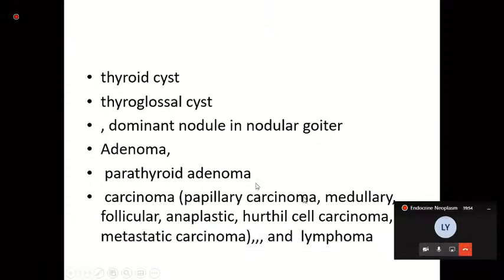Carcinoma also, papillary carcinoma, medullary, follicular, anaplastic, Hurthle cell, metastatic carcinoma, and also lymphoma. Don't forget the lymphoma. This is our differential diagnosis. Okay. When the patient comes with the nodule, we think about all this. How can we differentiate among all this? What should we do?